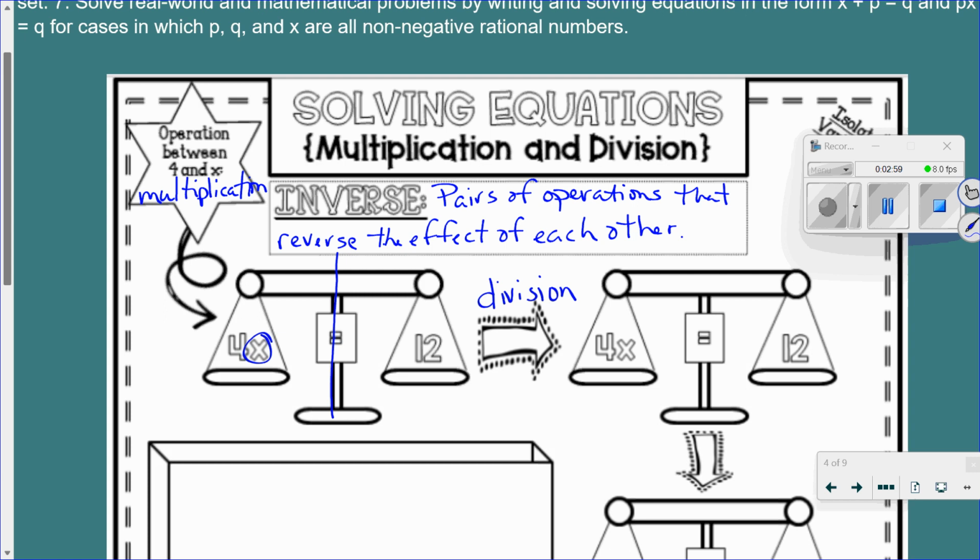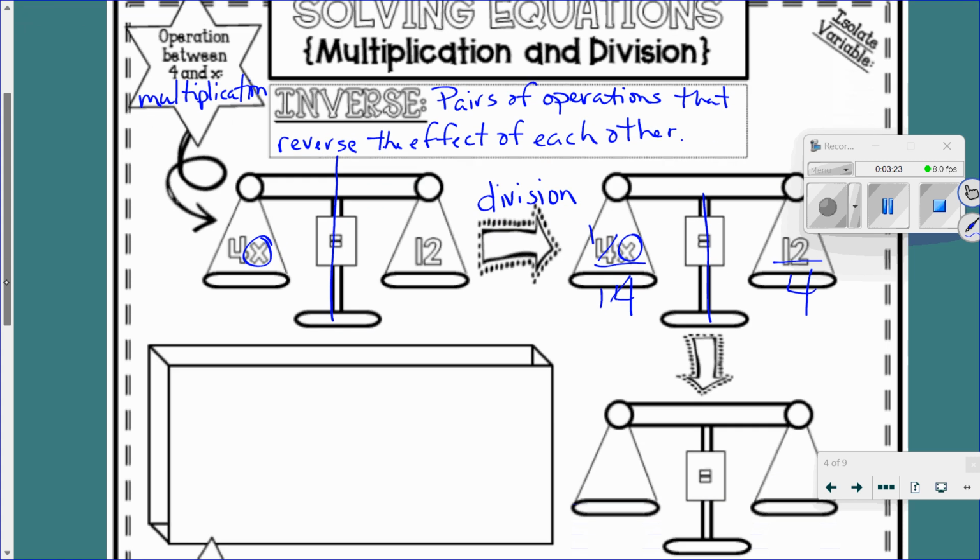So I am going to use division. I'm going to take my variable. I'm going to divide both sides by the number that is with the variable. In this case, it is 4. Does everybody see that? Why do we do that? Because what's 4 divided by 4? 1. What's 1 times any number? Itself. Multiplication identity property of 1. On the other side, so on this side, I take x, 4 divided by 4, and I end up with just x on my scale. On the other side, I take 12 divided by 4, and I end up with 3. So my solution is x equals 3.